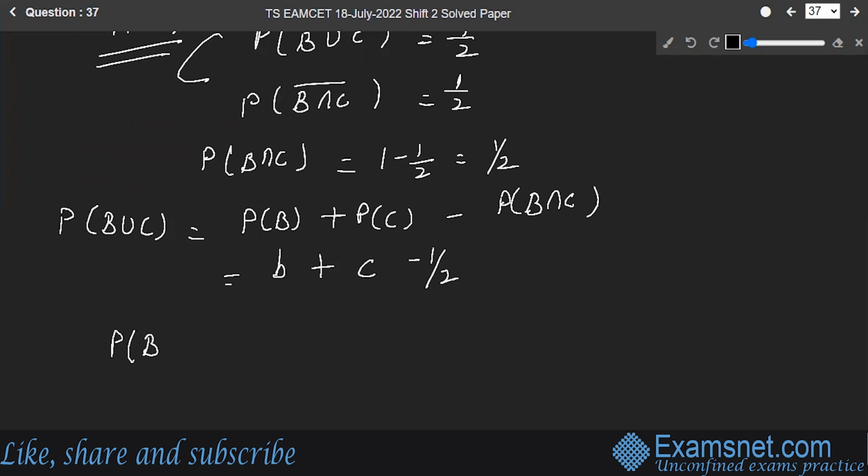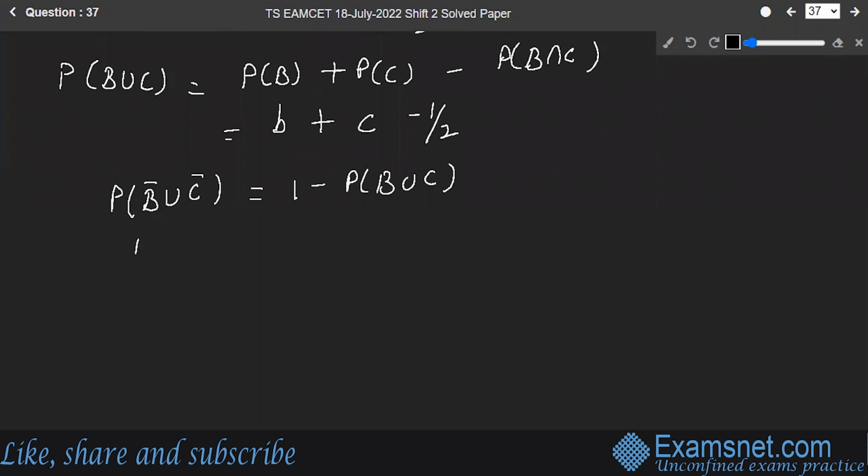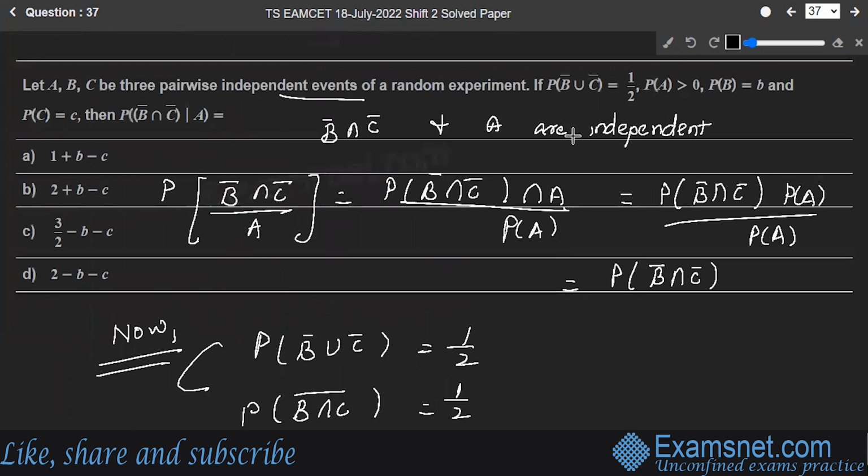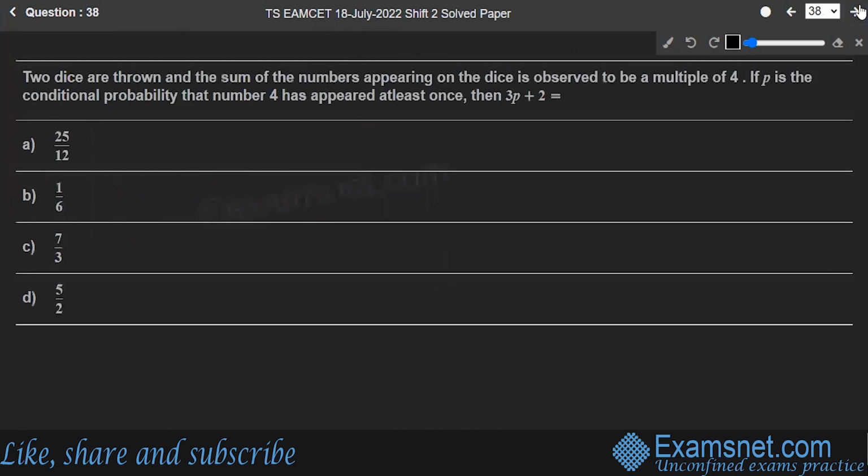So, probability of B bar union C bar is also equal to 1 minus probability of B union C, right? This is equal to 1 minus B minus C, and 1 minus B minus C plus 1 by 2 is equal to, this will give you 3 by 2 minus B minus C. All right, so this is the correct answer to our question, 3 by 2 minus B minus C. That means we have option C as the answer. Hope you got that.